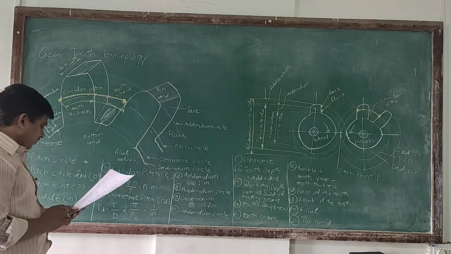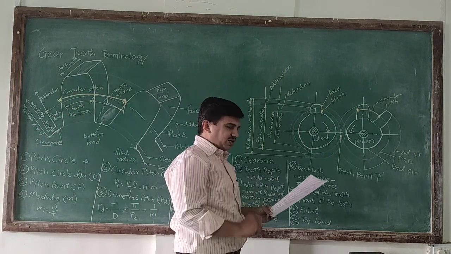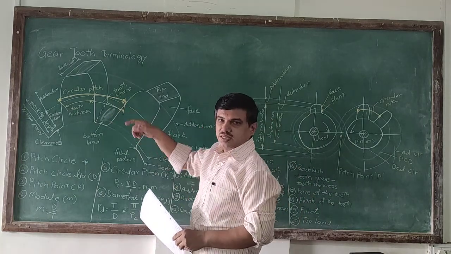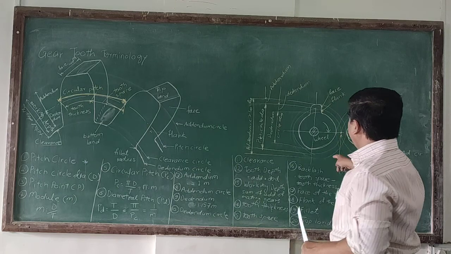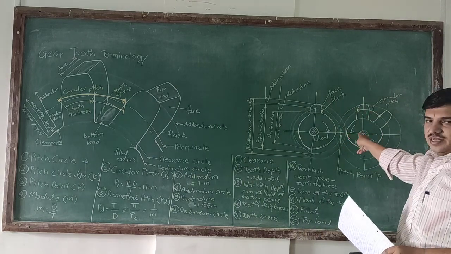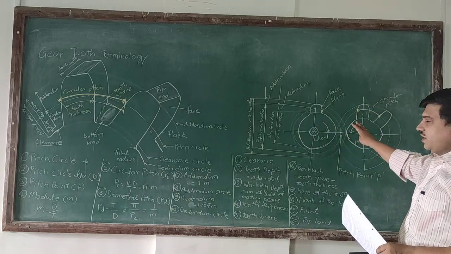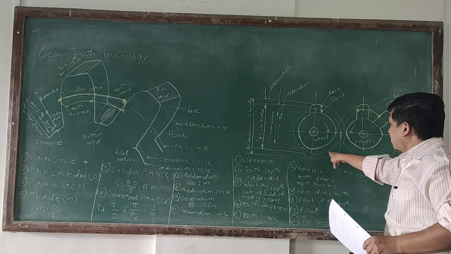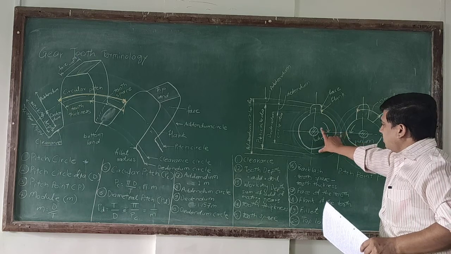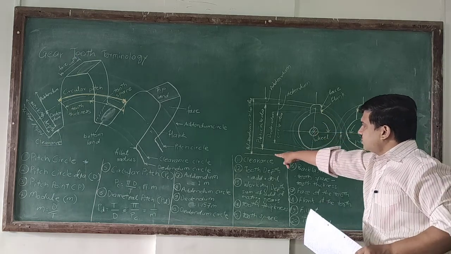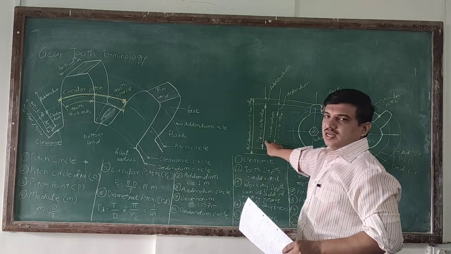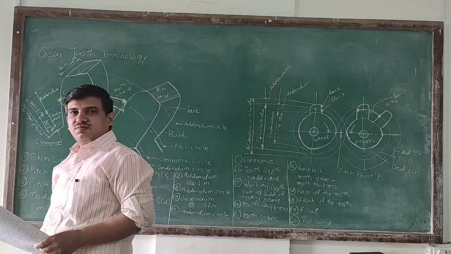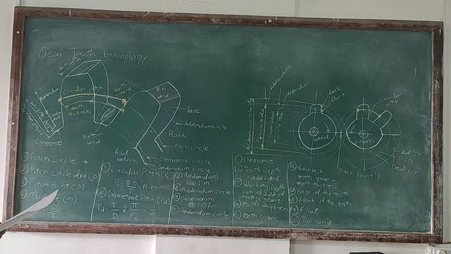Secondly is the pitch circle diameter. Now this is the pitch circle, isn't it? And if we have drawn two meshing gears, a mesh gear pair, then this whole circle will comply with this particular diameter, so that is nothing but the pitch circle diameter. The diameter of a pitch circle is nothing but the pitch circle diameter.